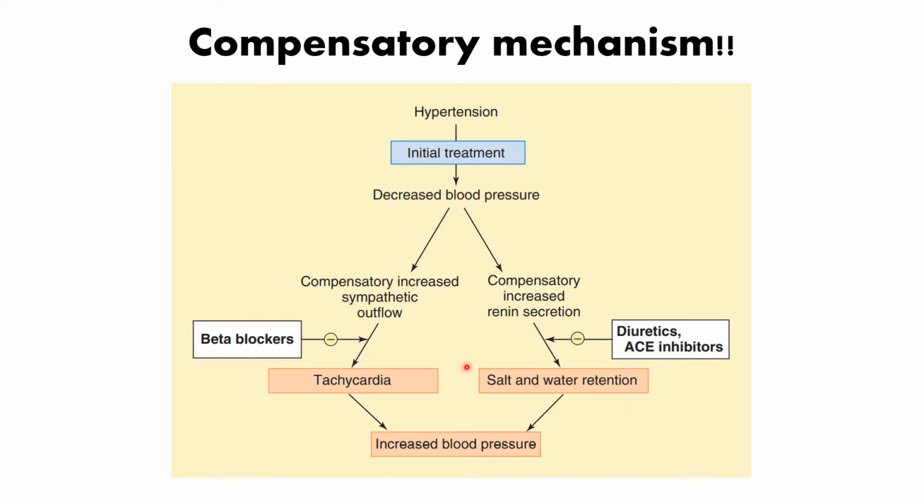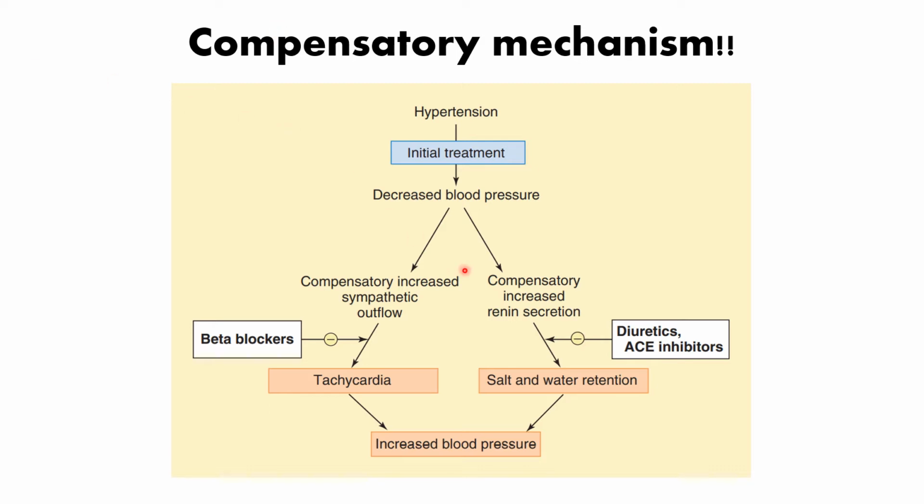This happens because, again, our kidneys are very, very clever. They increase renin activity and production, and therefore we retain more water and salt, which would mean that we increase our blood pressure. And this mechanism can be blocked by using diuretics, ACE inhibitors, and even angiotensin receptor blockers.